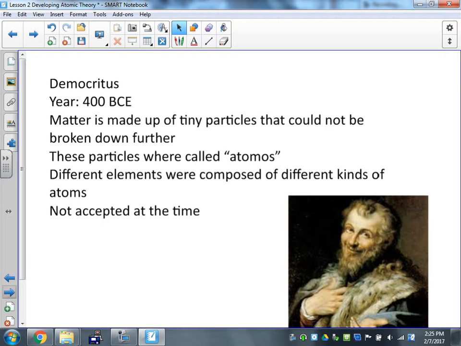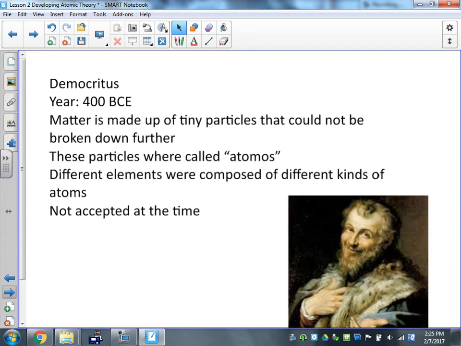Why else did they not accept his theory, Sarah? Yeah, you'd see fire and water and air and things like that. You could see that stuff, right? But you can't see atoms, right? So they were like, well, whatever, this guy's full of it, right?